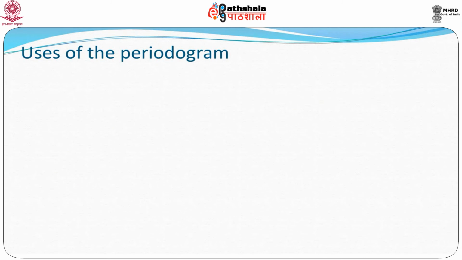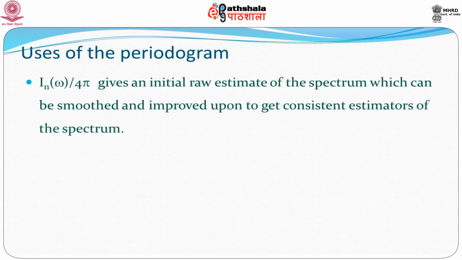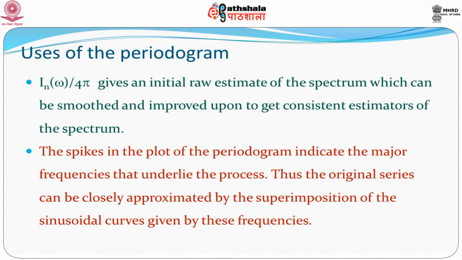Now, there are several ways for doing this, but all of these methods actually start with the periodogram itself. So, the periodogram gives an initial raw estimate of the spectrum, which can be smoothed, as we saw. We can improve on the smoothing as well, and it can be improved on otherwise as well. We will see how to get consistent estimators of the spectrum. So, we need to improve on the periodogram itself.